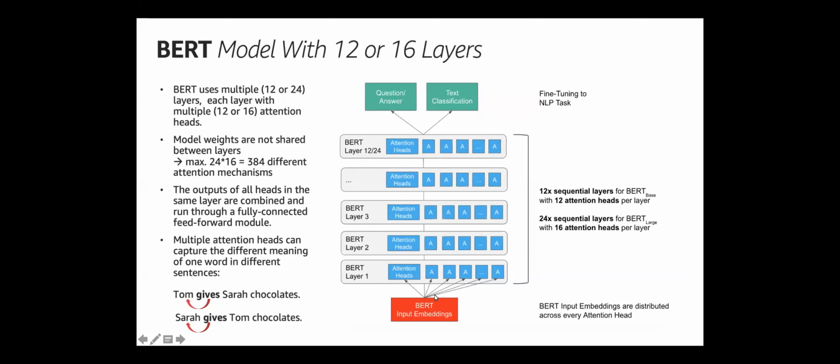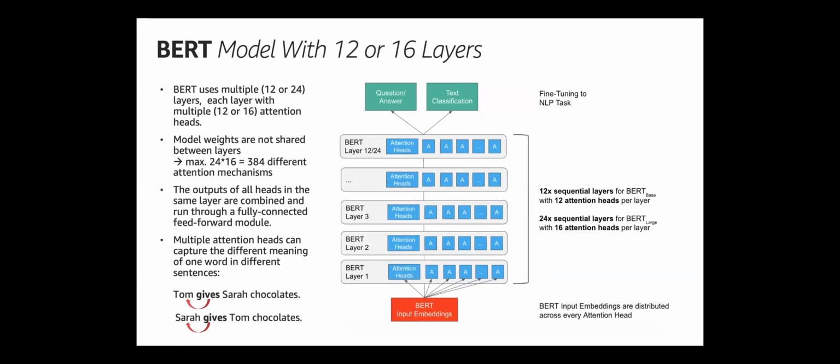And the way this works is the BERT input embeddings get distributed to each attention head. And then basically it works through this attention, and the outputs are then summed up and passed to the next layer. So the model weights are also important to note, not shared between the different layers. And those multiple attention heads are really important if we want to capture a different meaning of a same word.